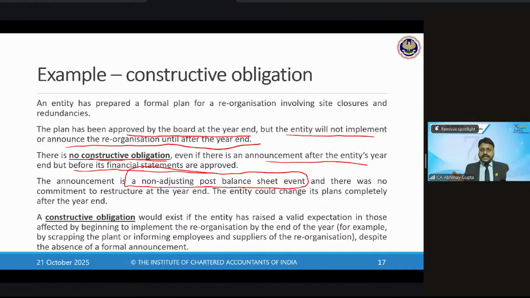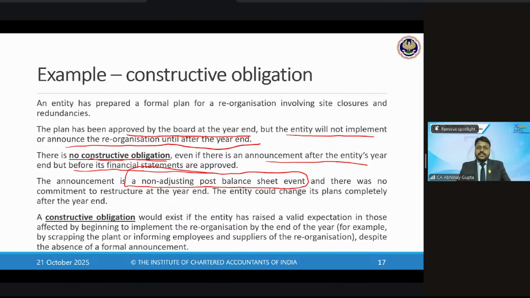It is not a mere intention. Actions on the ground have started. Unless and until the actions on the ground have started, there wouldn't be any past event. Because there is no past event, there wouldn't be any present obligation. Is that clear? Yes, clear. So we have to be very clear about the concept of the past event first. Unless and until there is a past event, there cannot be any obligation, whether legal or constructive. Because there cannot be any obligation, there is no question of recording any provision. Is that clear? Our focus should be to identify the past event.